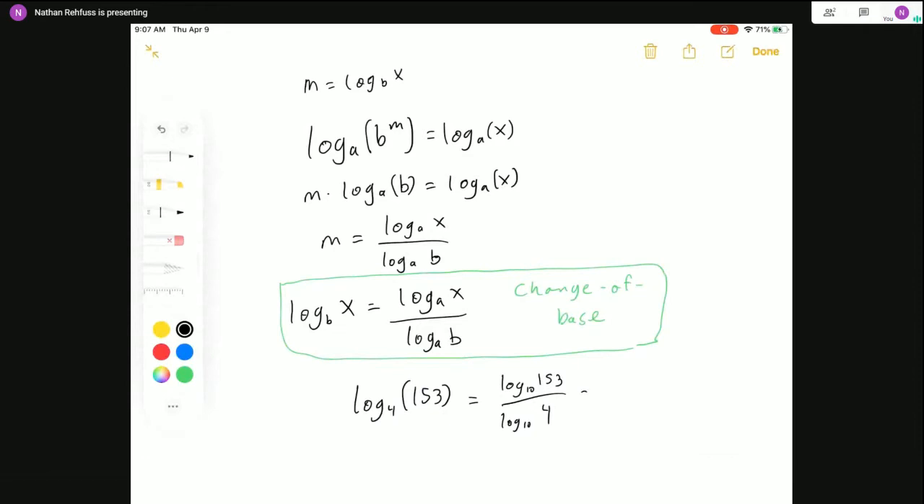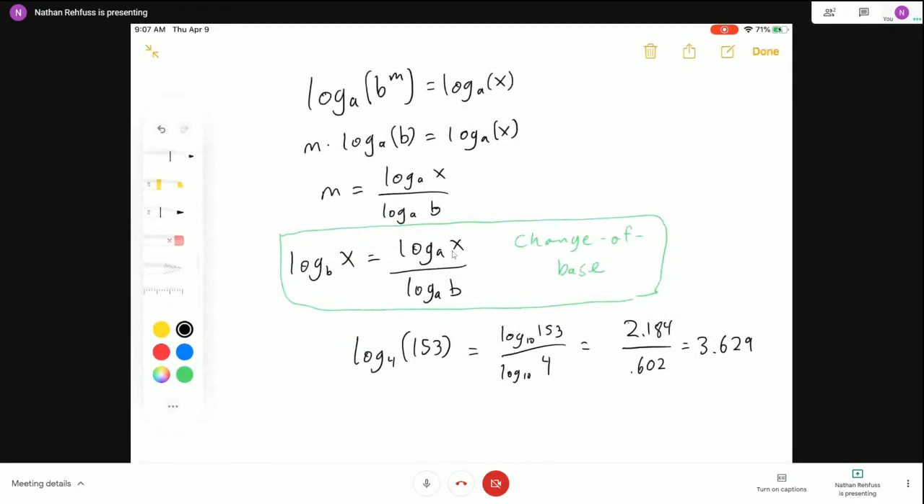So in this case, log base 10 of 153 turns out to be 2.184. Log base 10 of 4 turns out to be 0.602. These are both approximate, of course. And when we divide those, we get about 3.629. Now, I said a could be anything, but we almost have to suspend belief. Like, there's no way, right?